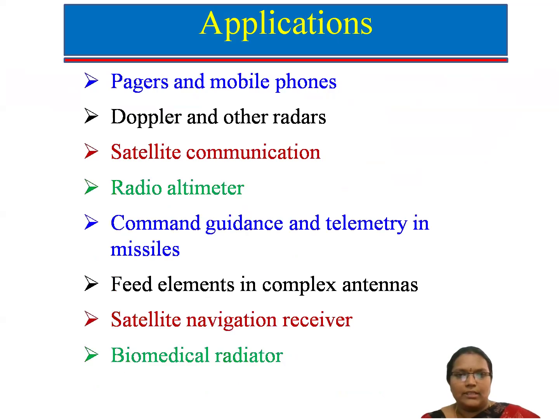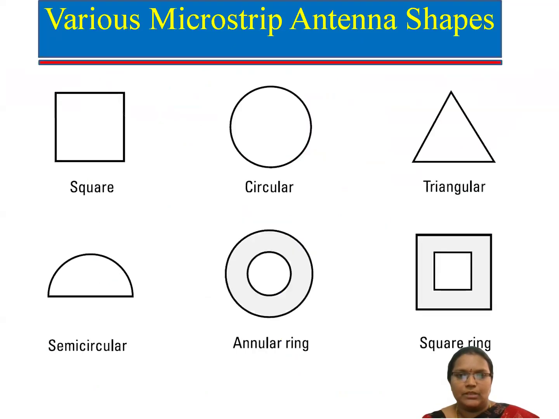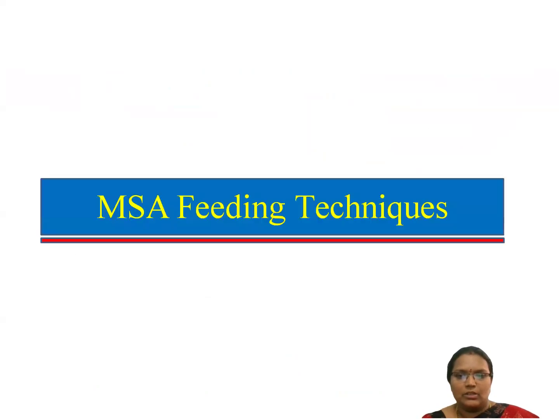Coming to the applications, microstrip antennas have found many applications such as phasers and mobile phones, Doppler and other radars, satellite communications, radio altimeter, command guidance and telemetry in missiles, feed elements in complex antennas, satellite navigation receivers, and biomedical radiators. Various microstrip antenna shapes include annular ring, square ring, triangular, and semicircular also.